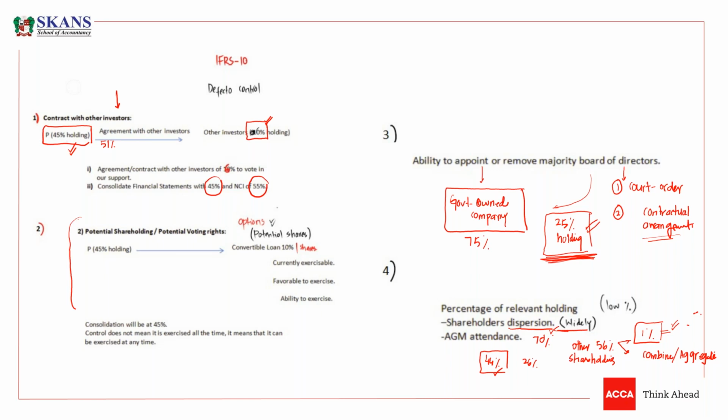So the chances of their agreement are very low, and AGM attendance is also low. 30% didn't vote in AGMs; it is the past history. So in these situations, although we have 44%, in the AGMs we are in the majority, and we can say that we have control. Even if you have this type of control, you have to consolidate the subsidiary.